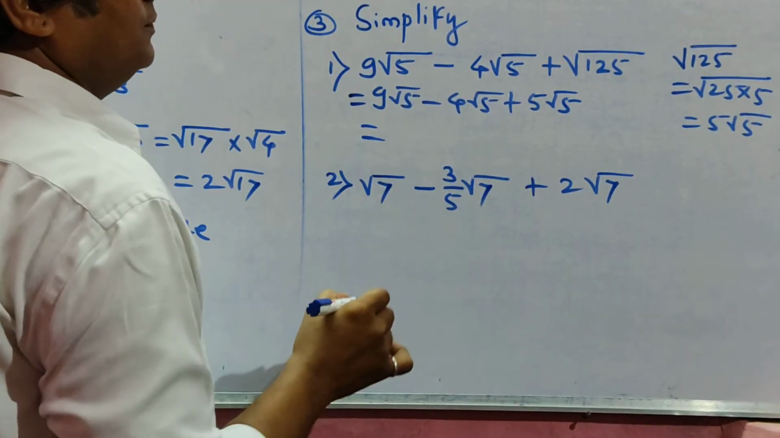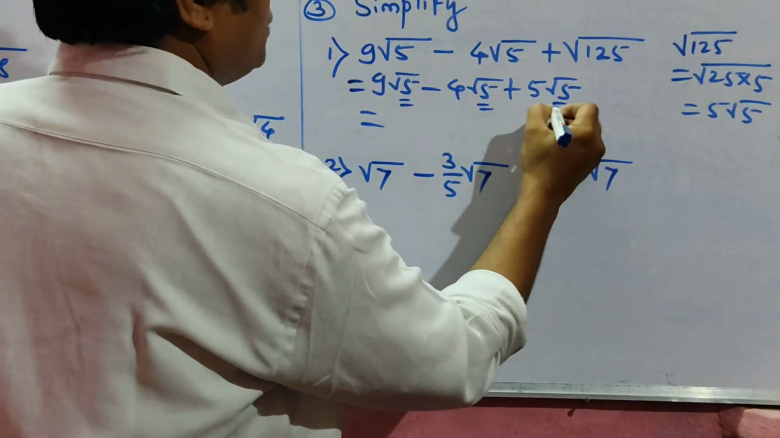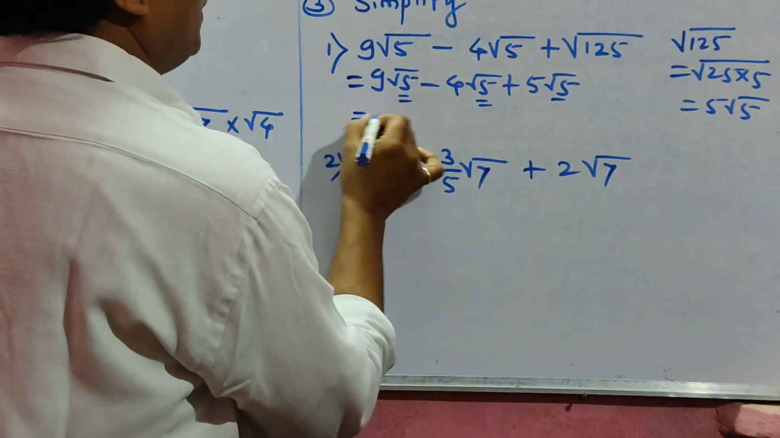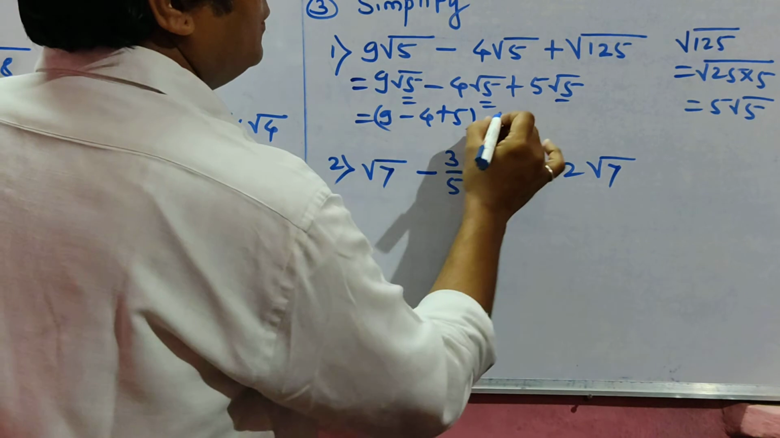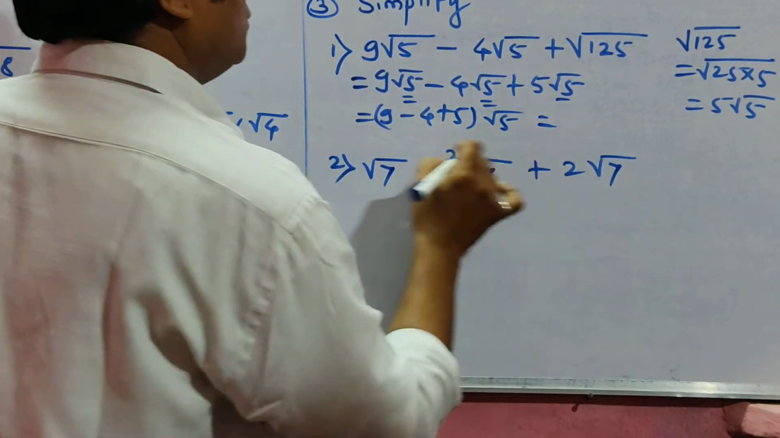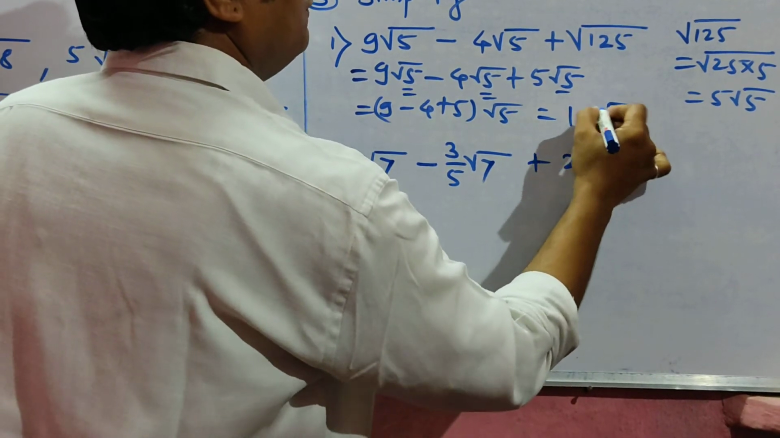That is equal to, now here root 5 is common, so take it out. If we take it out, 9 minus 4 plus 5 remains in the bracket. Only root 5 is taken out. So 9 minus 4 is 5, 5 plus 5 is 10 root 5.